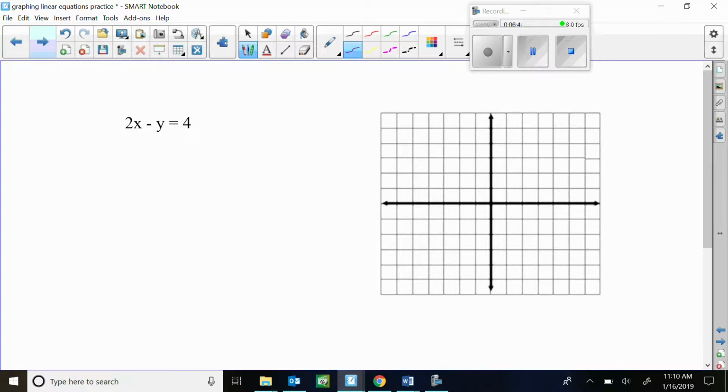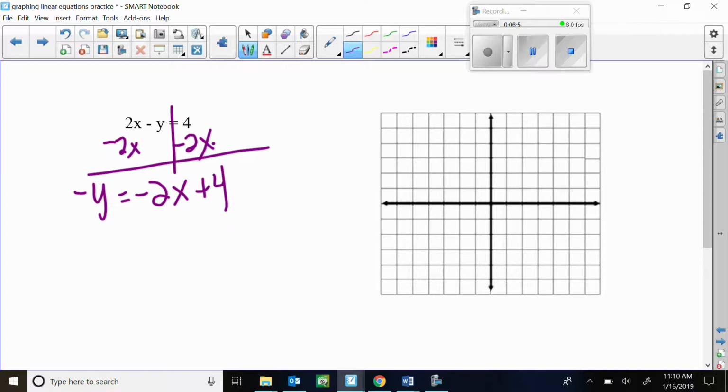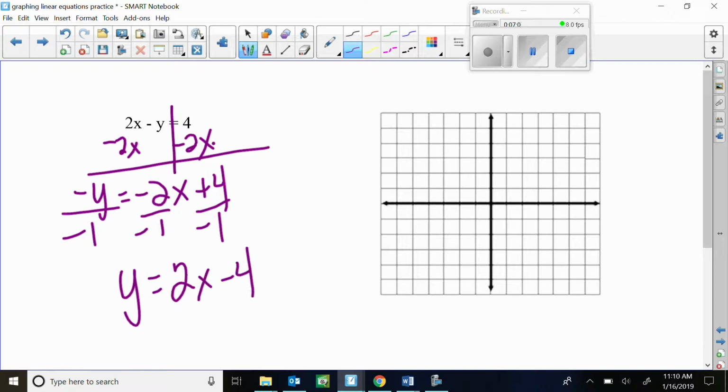All right, now that you solved it, let's check. First thing I'm going to do is I need to get rid of this 2x. So I'm going to subtract both sides by negative 2x. Negative y equals negative 2x plus 4. Divide both sides, everything by negative 1. I have y equals 2x minus 4. So again, I'm going to start with my negative 4. Go up 2 to the right 1. And then draw my straight line, just like that.